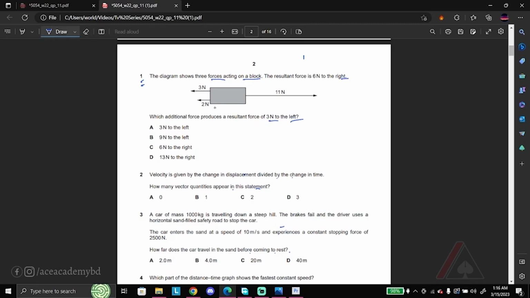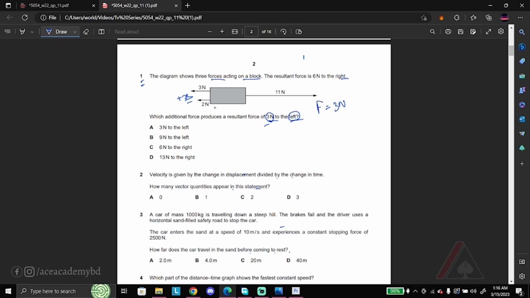So right now the force on the right side is larger than the force on the left side. So we need the resultant force to be on the left and also the magnitude to be 3 newtons. So we need to add something up here. Let's consider this force as x. So we need the resultant force to be 3 newtons.